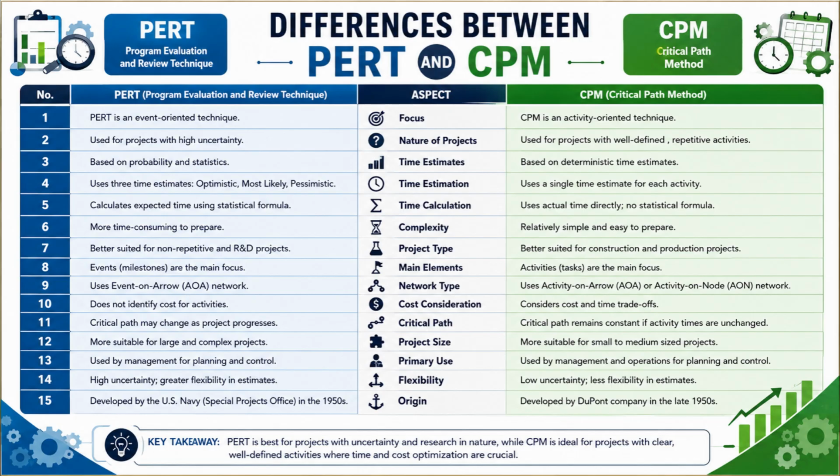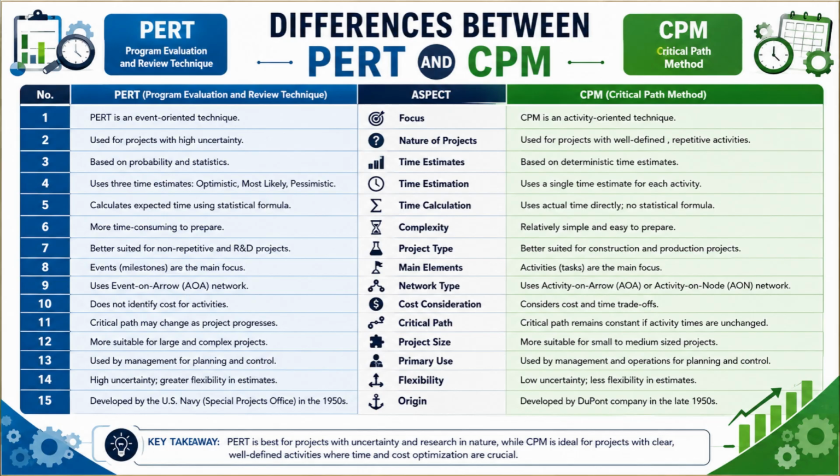Number 4. PERT uses 3 time estimates, namely optimistic, most likely, and pessimistic times, whereas CPM uses a single time estimate for each activity. Number 5. PERT calculates expected project duration using a statistical formula, whereas CPM uses actual activity times directly. Number 6. PERT is more complex and time-consuming to prepare, whereas CPM is relatively simple and easier to develop.